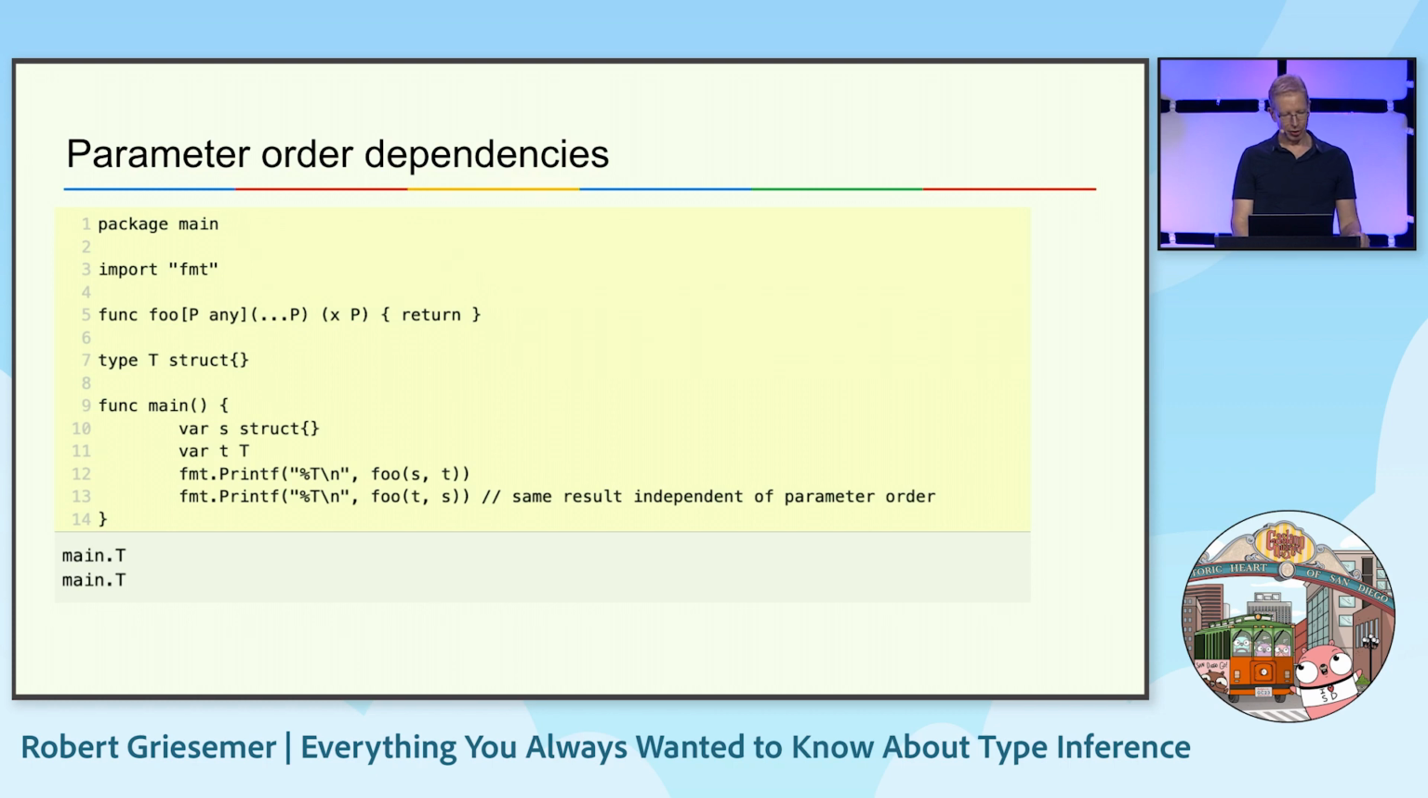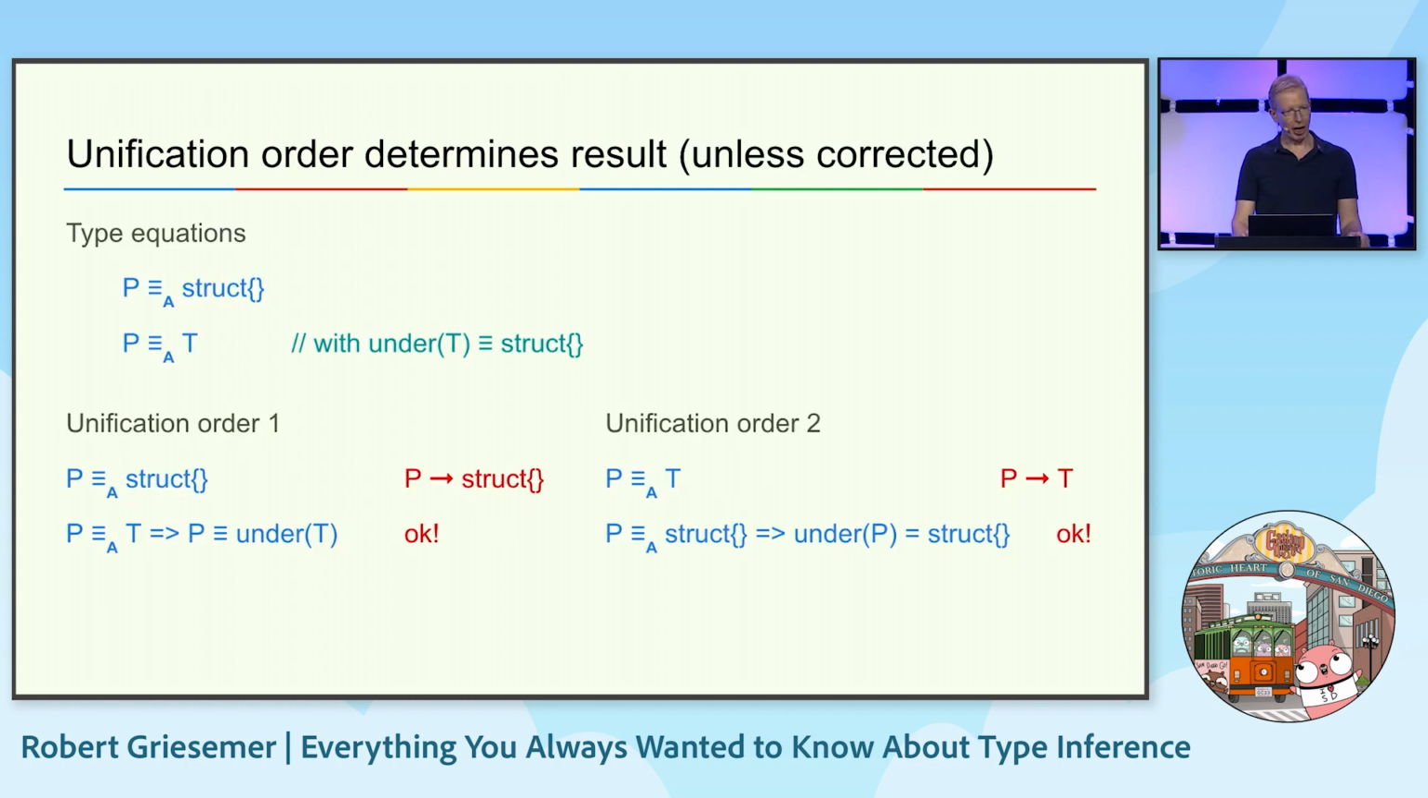So let's look again at our foo function here. The type inferred for p should be the same whether we pass s and then t afterwards, or whether we pass t first and then s afterwards. So in both cases, we want this function to print the type t. But unfortunately, our algorithm as described so far doesn't do that. And the problem is seen pretty quickly here. Depending on the order in which the unification solves the two equations, we actually arrive at different results.